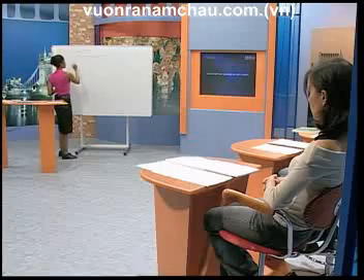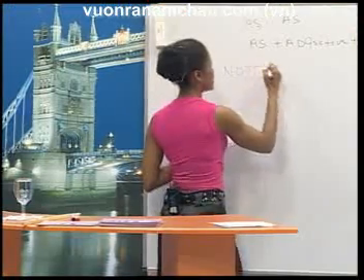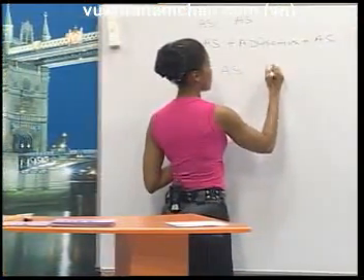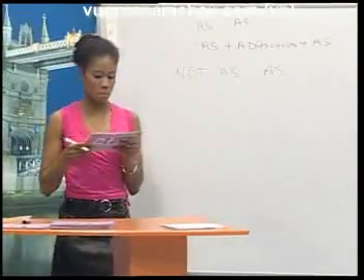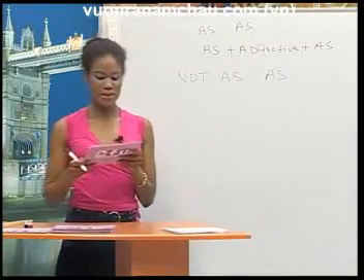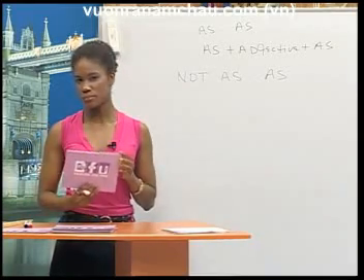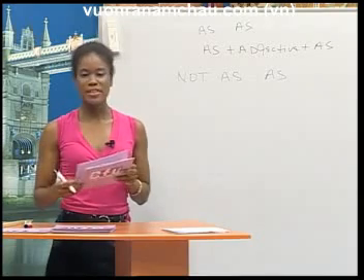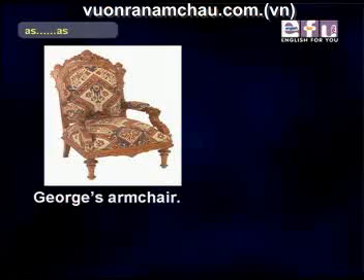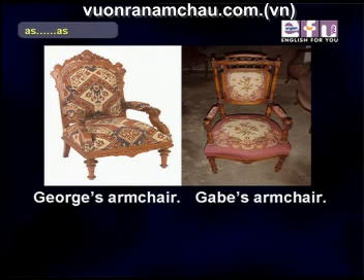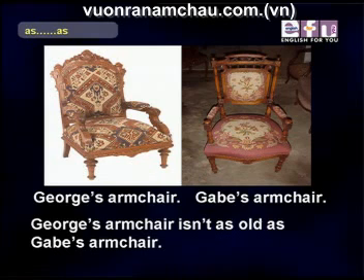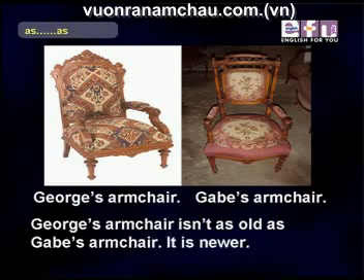So the negative form of as is not as. Okay, it is used to say that two parts of a comparison are not equal. More examples. First, we have George's armchair. And we have Gabe's armchair. George's armchair isn't as old as Gabe's armchair. It is newer.